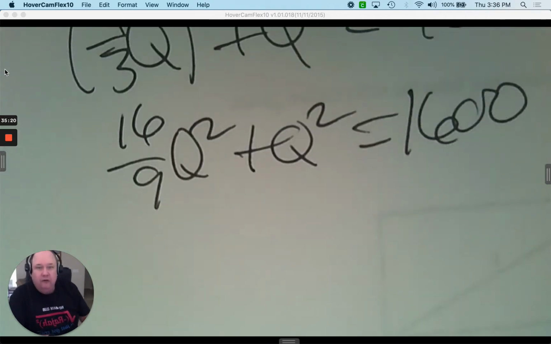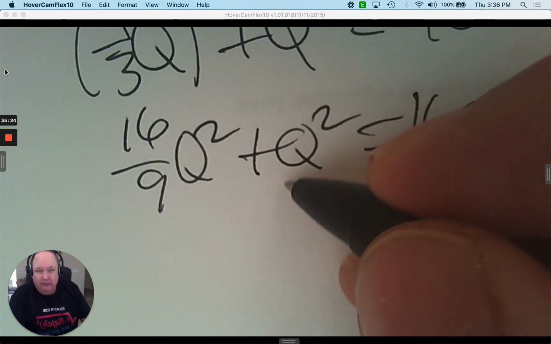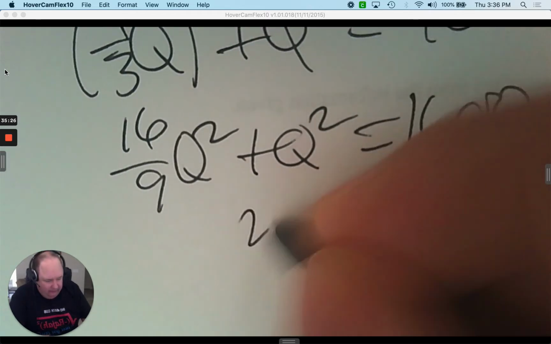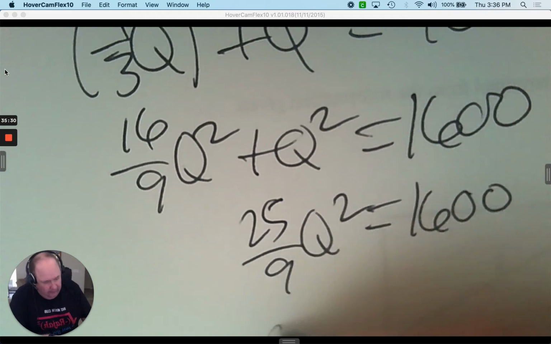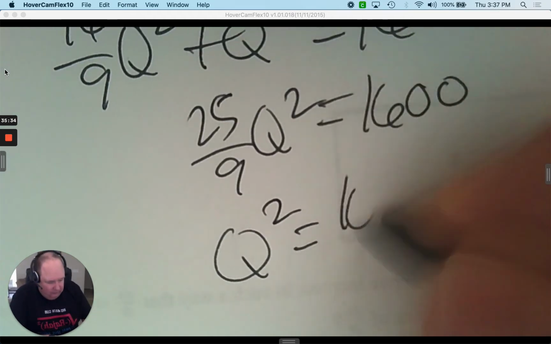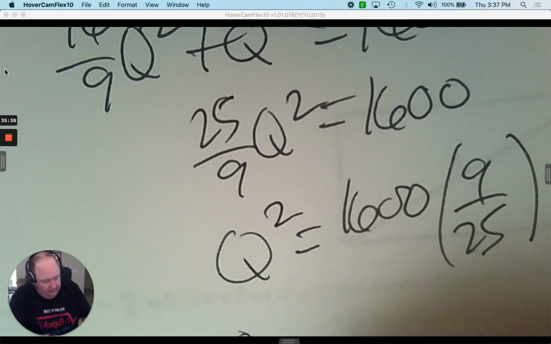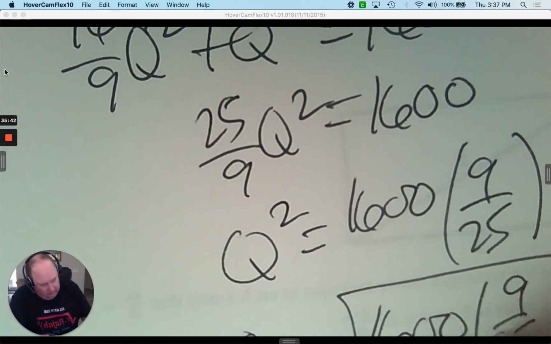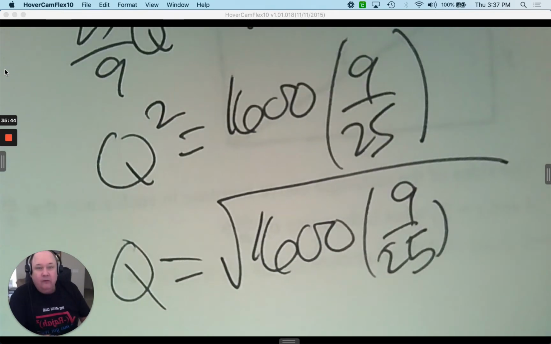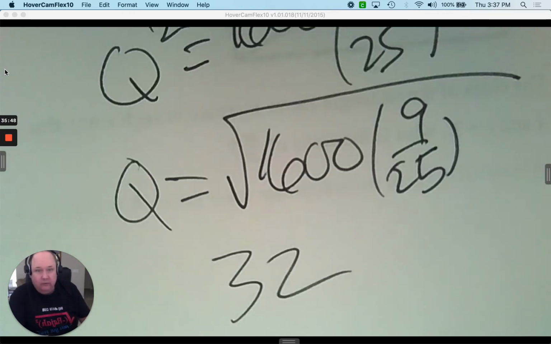I honestly, you think you should use a calculator here, but it's fine. 9 over 9, that's 25 over 9. Ultimately, this is what's going to give you the answer. To get Q squared by itself, do the reciprocal. And then finally, you do the square root. 1600 times 9 over 25. I think that's too heavy lifting without a calculator. So to do all that, the answer would be 32.